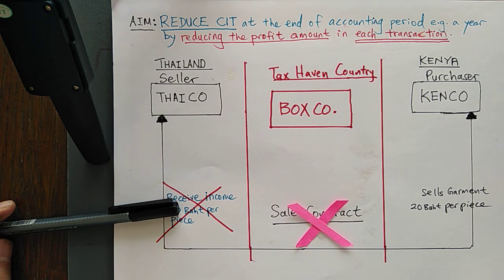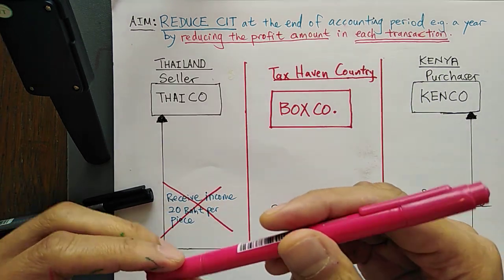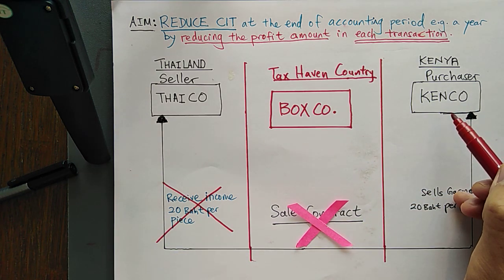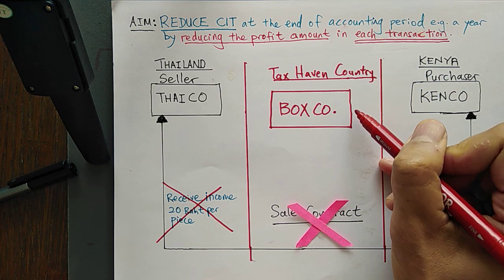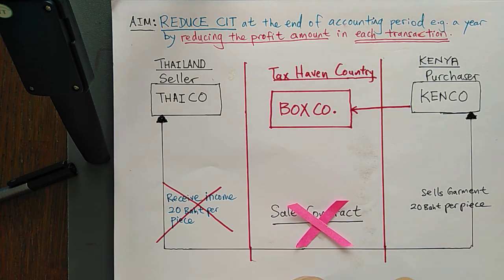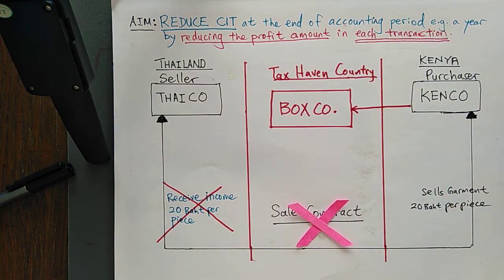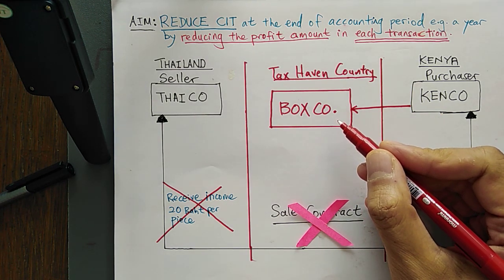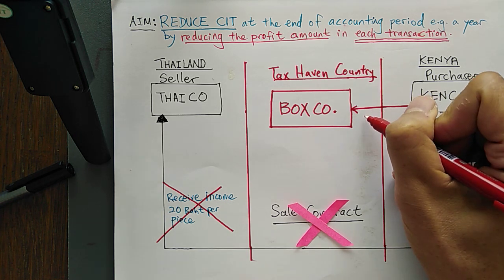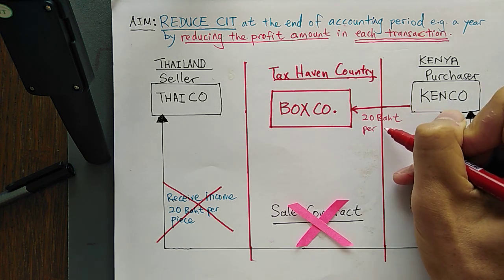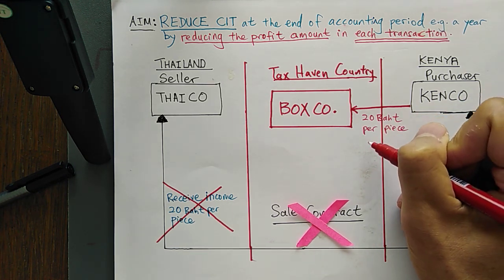So the way you would do it is Thaiko, that's you, would inform your customer Kenco to pay, I'll use a thinner line, sorry, you would tell your customer Kenco to pay box company the 20 baht here, 20 baht per piece of garment.